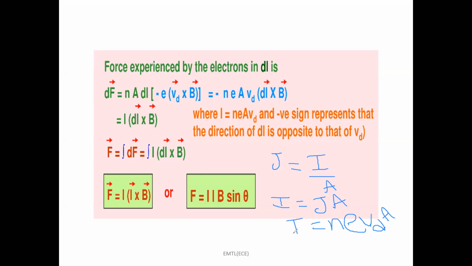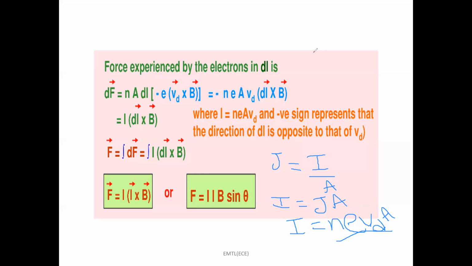So the expression for I, once again I repeat, J is called current density. This is current per unit area. From this expression, current is equal to J into area. According to classical mechanics, current density J is expressed in terms of n e Vd, and with the area, n e A Vd is equal to current.